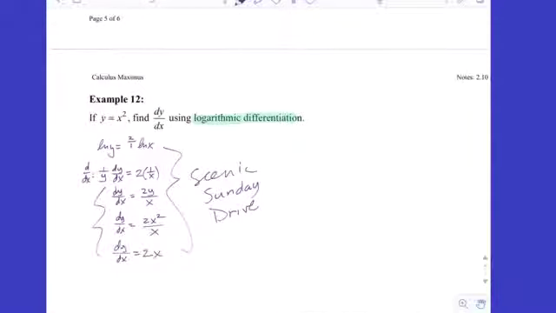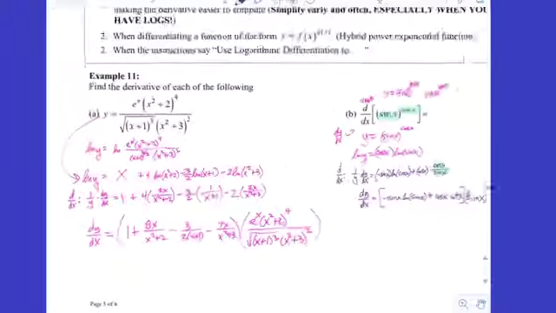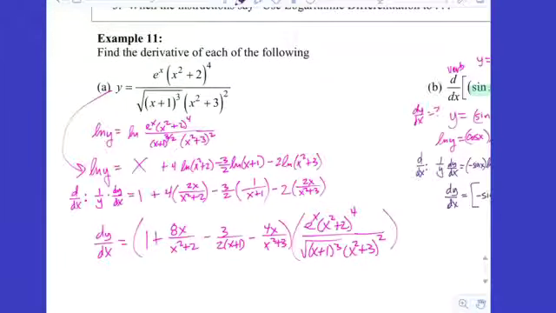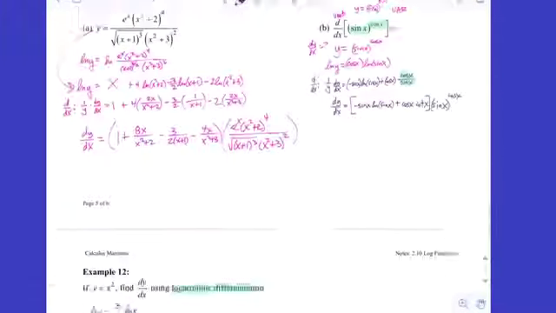Okay, so log diff works any and all times, but it really only makes sense on non-Sundays when you have expressions that have lots of factors and or lots of exponents. Okay, logs do a great job of taming that.